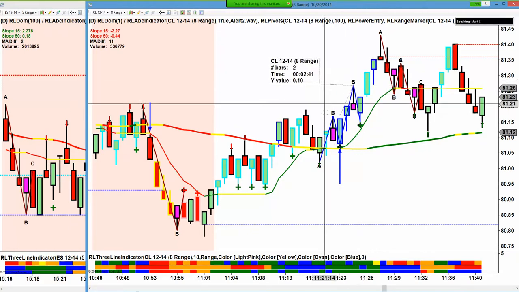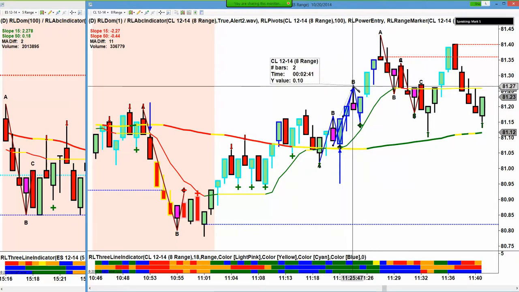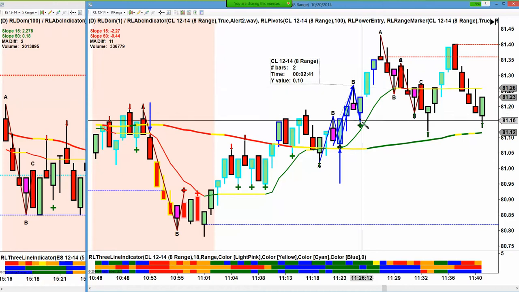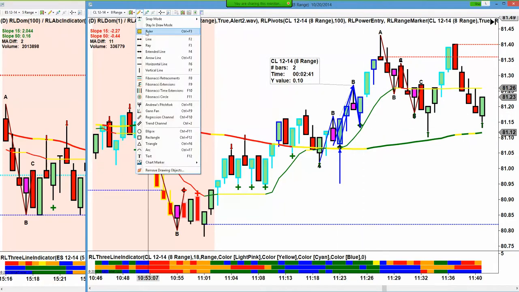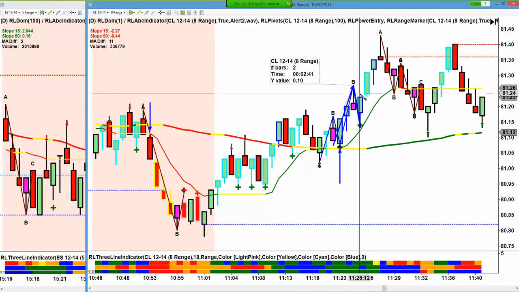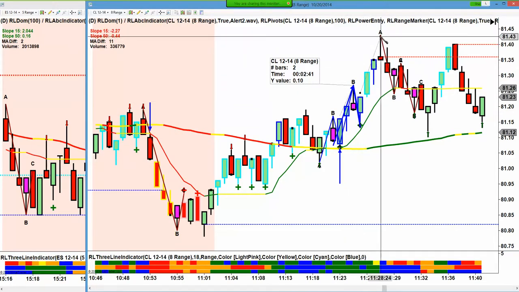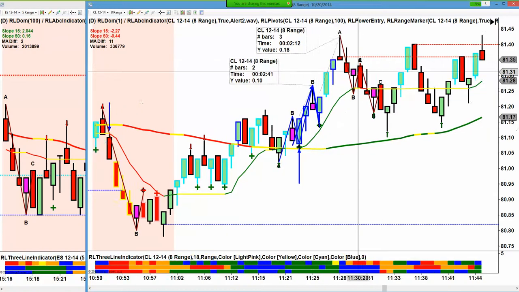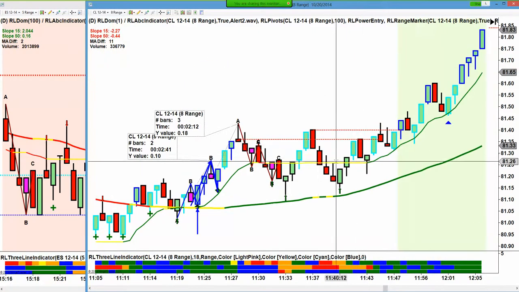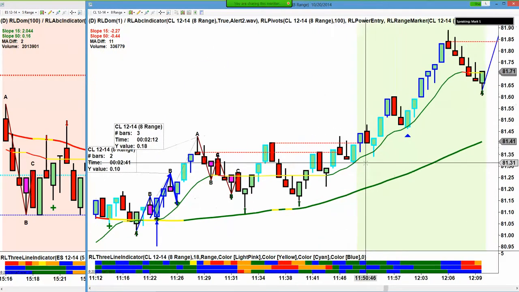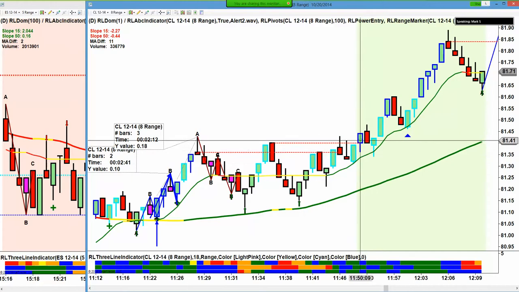Up we go. And we have the same thing happen again. Up, retrace, and we have another winner. And that one is 18 ticks. Now we can't trade on a yellow 15, and we can't trade into a pivot.